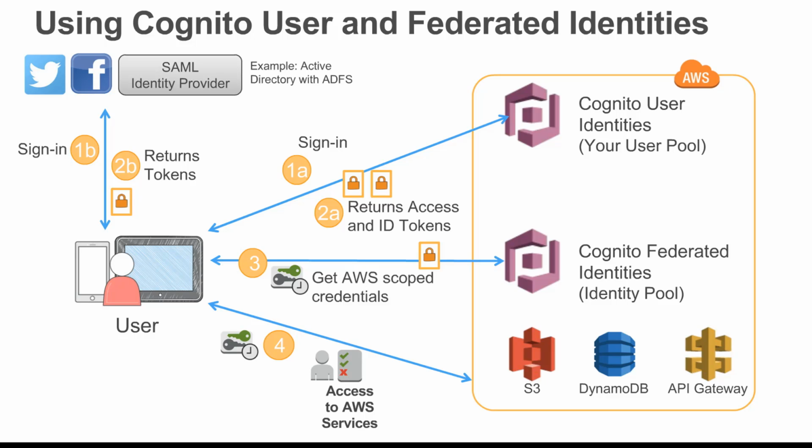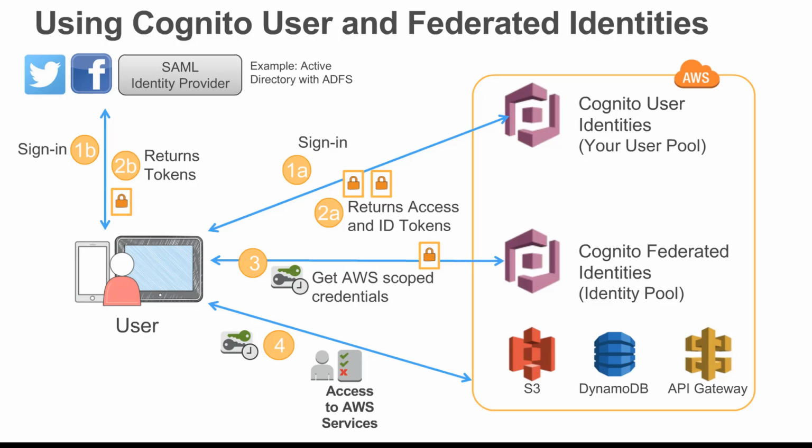Now you've got an alternative if you don't want to use your own user directory, but you want to allow users to use an existing identity. Maybe you want to allow your users to sign in with Facebook, or maybe you're building an app for employees and you want them to be able to sign in with their corporate identity. And that's represented with the 1B and 2B arrows here on the illustration, where you're signing in or authenticating a user through an outside identity provider. But like the first approach, you're also getting back those tokens once the user has authenticated.